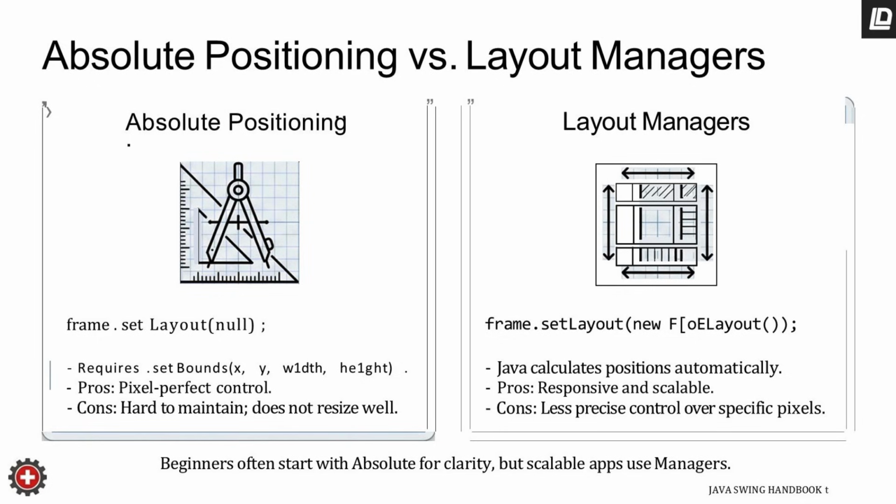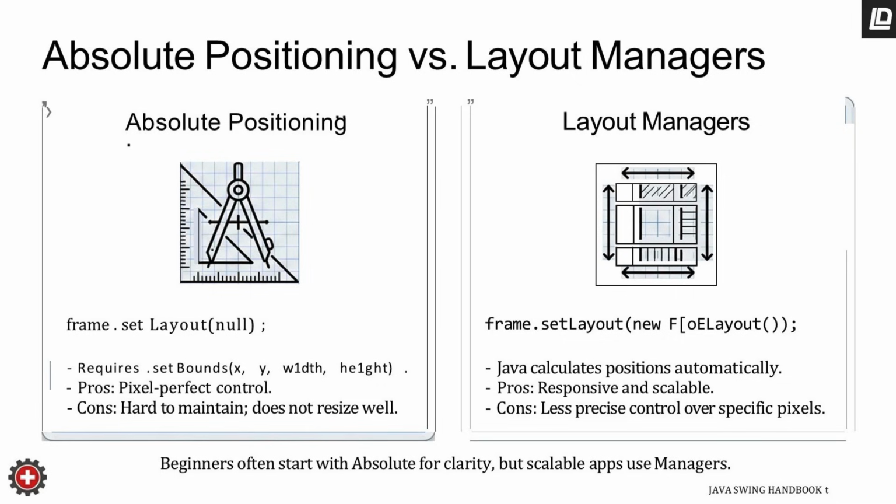In Java GUI programming, there are two main ways to arrange components in a window: absolute positioning and layout managers. Absolute positioning uses setBounds(x, y, width, height) to place each component exactly where you want it. It's simple and gives full control, which is fine for very small GUIs. However, it's not flexible. Components won't adjust if the window is resized or if you run the program on different screen sizes.